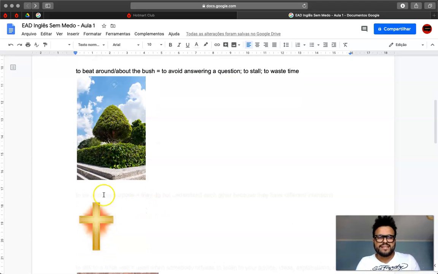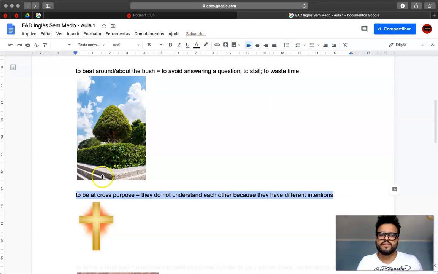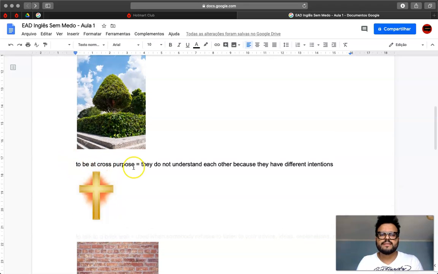Okay, right. Then the next one here. Okay, we have another expression, another idiom, which is this: to be at cross purposes, right? So to be at cross purposes. So cross is the picture here, like a Christian cross. Yeah, so if you are a religious person, you know what that is. Yeah, so a cross. So to be at cross purposes, what's the meaning?